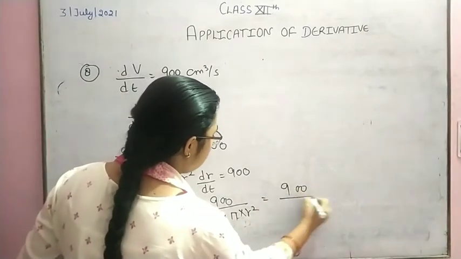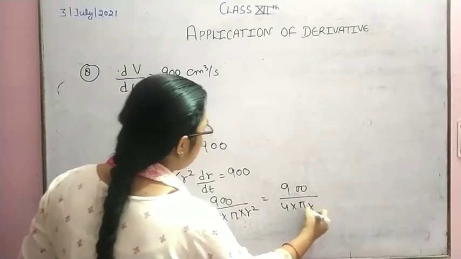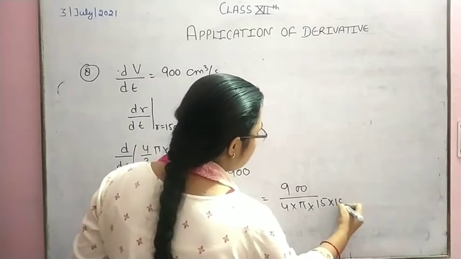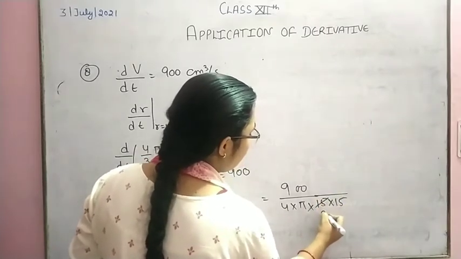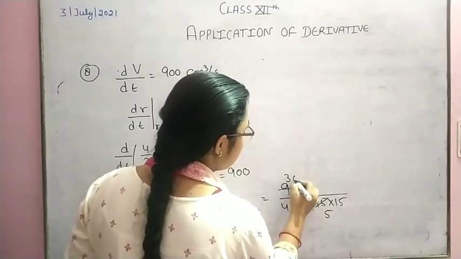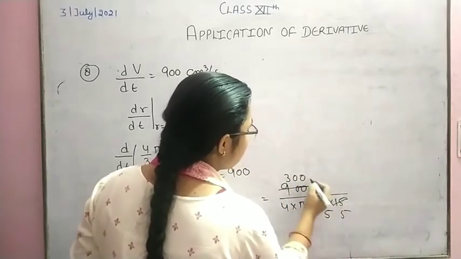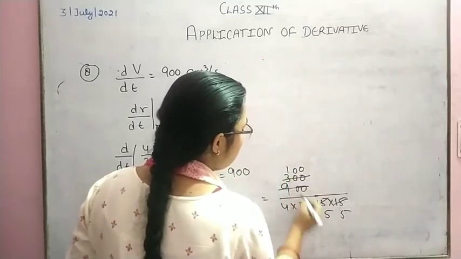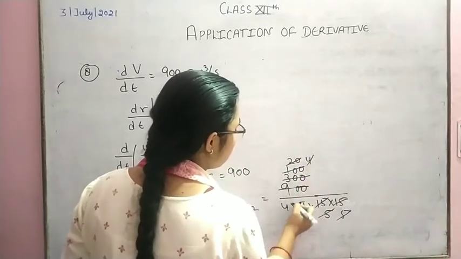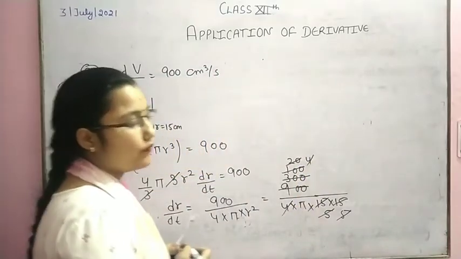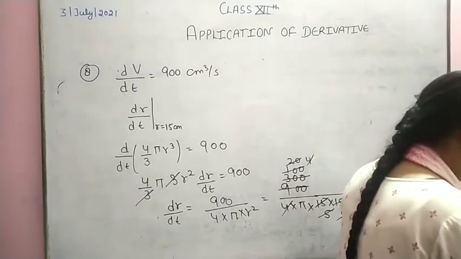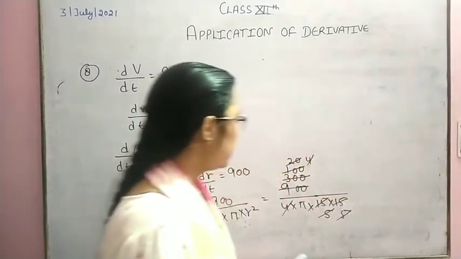900 over 4 into pi, and put the value of r as 15 centimeter, 15 into 15. Now simplify that. 3 5s are 15, 3 3s are 9. Again 3 5s are 15, 3 1s are 3. And again 5 2s are 10, 0. Now this 4 and 4 will be cancelled out. So we get 1 over pi centimeter per second.